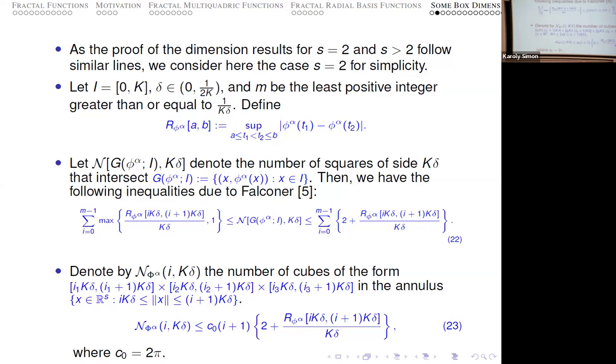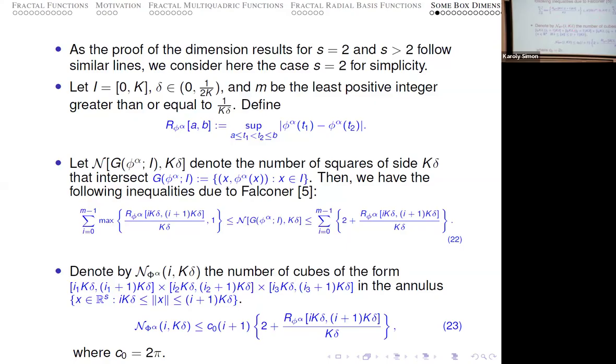So M_delta is the least number of positive integers less than or equal to 1 by k delta. I think this result is well known. Thanks to Falconer, he has given this estimate. So we'll use this estimate for this small phi alpha, but we have to shift the result to capital phi alpha, because capital phi alpha is defined over a different domain, so that is defined through the small phi alpha.